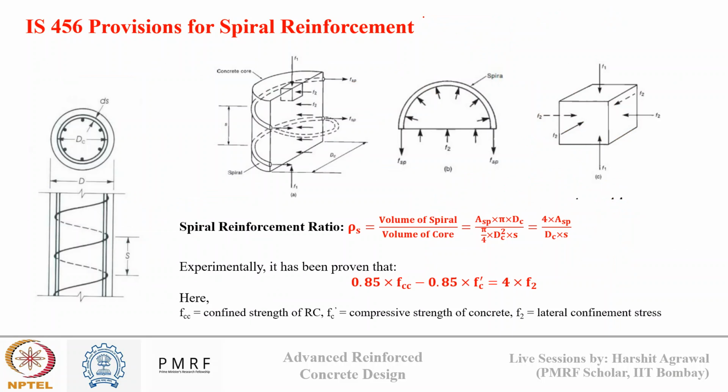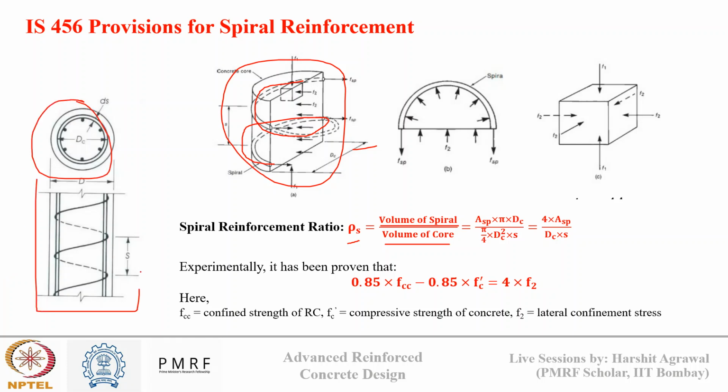Now, how do we determine the volumetric ratio of spiral reinforcement and the confinement pressure due to spiral? The code says that the spiral reinforcement ratio is given by this formula. rho s is the volume of spiral upon the volume of core. Suppose this is my reinforcement cross section with the spiral running like this. This is my plan view and this is my elevation view. So these are my spirals that are running.